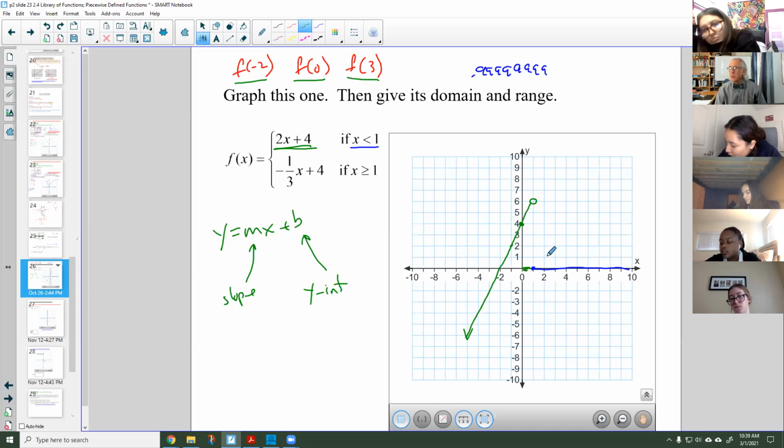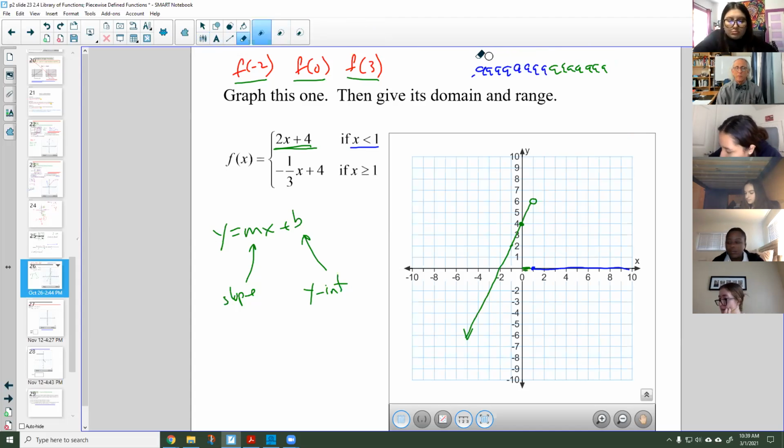Less than 1 means 0.99999999999, and I can go on forever, right? Because a point is just a little tiny thing. Well, a point doesn't even have any dimension, but we won't go there right now. Okay, so I got my first piece of the graph.